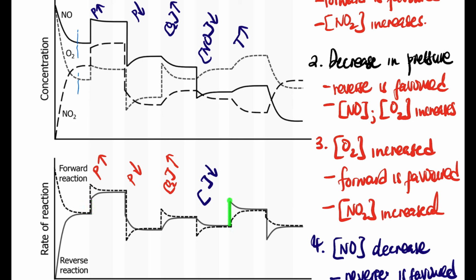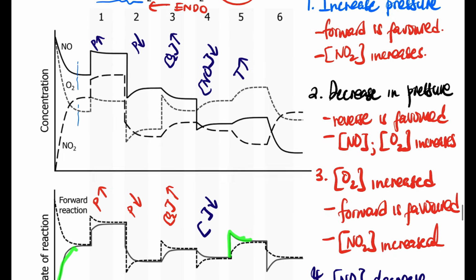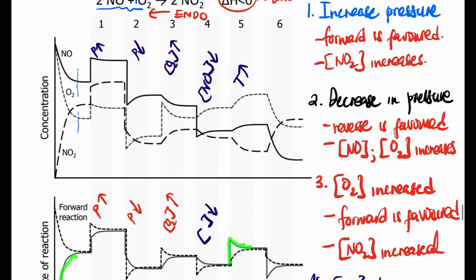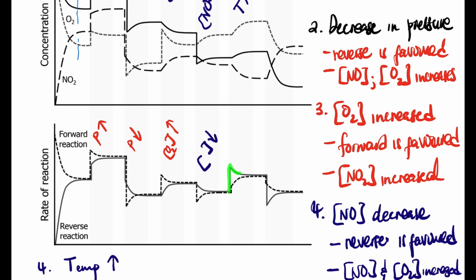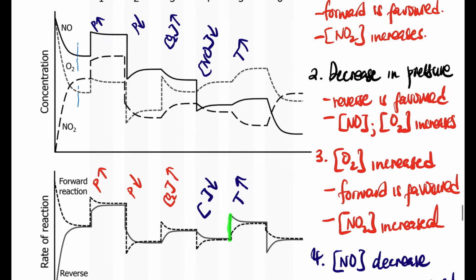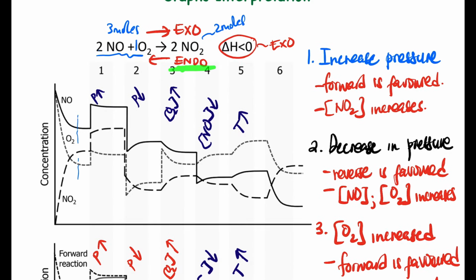Now here forward is favored. Okay, no, that's not forward, that's reverse. Reverse is favored. So if reverse is favored here, that means that there was an increase in temperature, because increase in temperature favors what? Endo. So reverse is favored. So here I can even confirm that the temperature has been what? Increased, because the reverse has been favored.